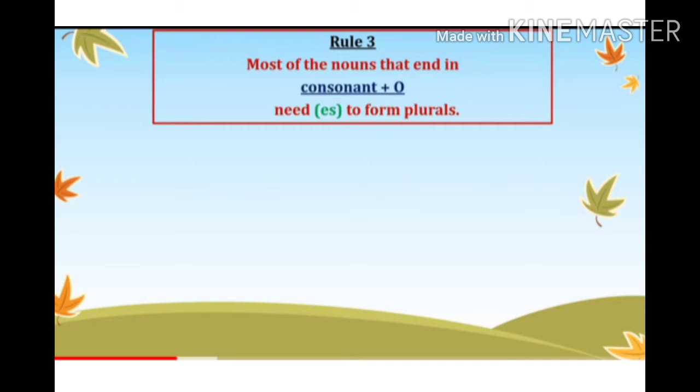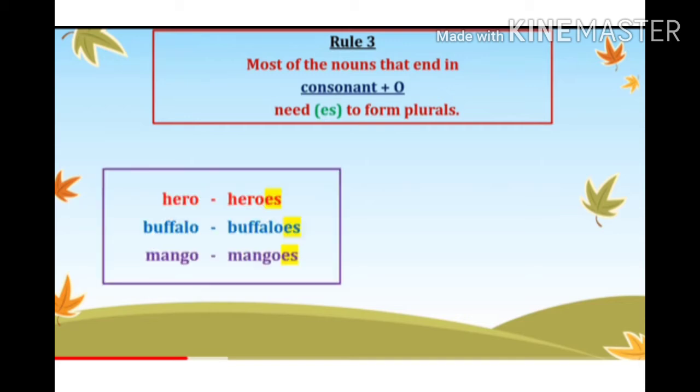So if your noun is ending with an O and just before O you have a consonant, then you will add es to form plurals. That is very simple. You just have a look at the noun given to you. If it is ending with O and just before O you have a consonant, that means you have to add es to make it plural. Have a look at these examples.